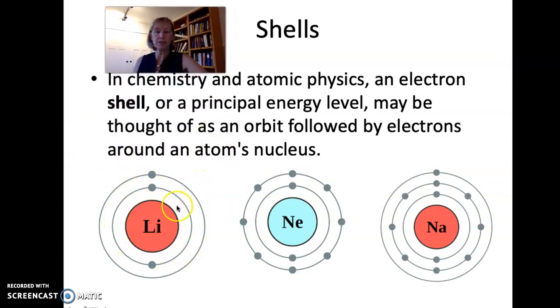Filling the first shell with 2, 1 extra, very reactive. Filling the first shell with 2 and 8 in the second one, not reactive. 2 in the first, 8 in the second, and 1 more in the third. 1 here, very reactive. It wants 8. It wants 7 more. Those are just examples of lithium, neon, and sodium.